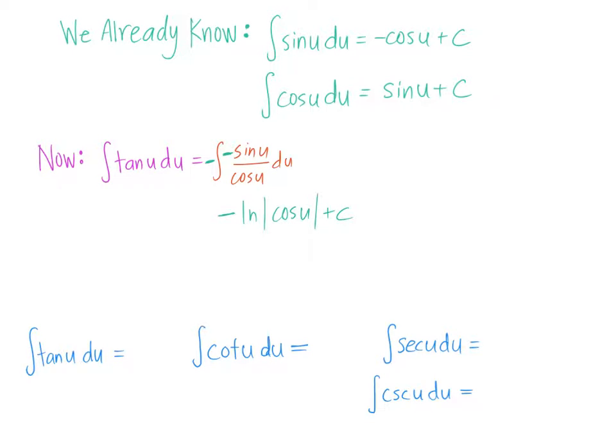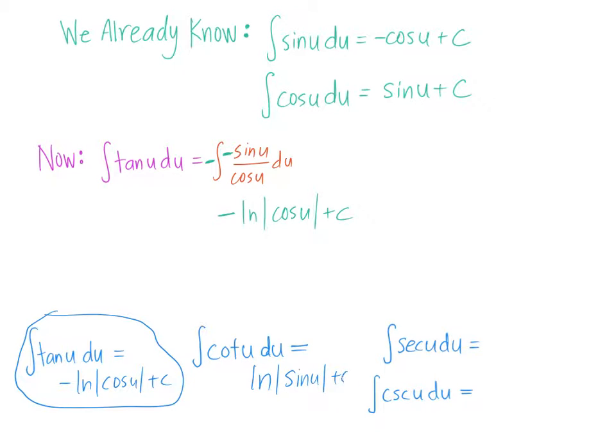So here is our rule for tangent. The antiderivative of tangent is negative natural log of the absolute value of cosine of u plus c. So here is a new formula to memorize. The antiderivative of cotangent, which we could do similarly, is positive natural log of absolute value of sine u plus c. So here's number 4.